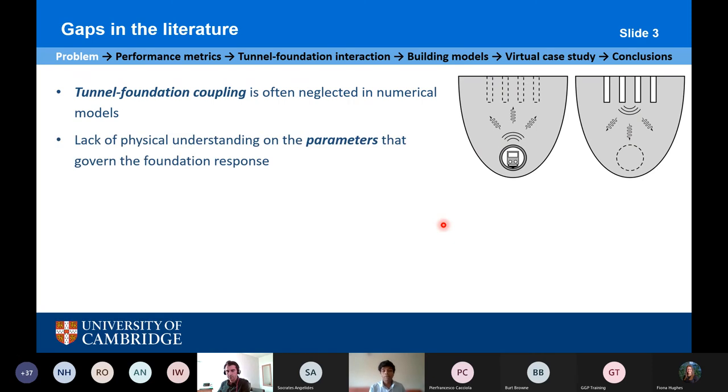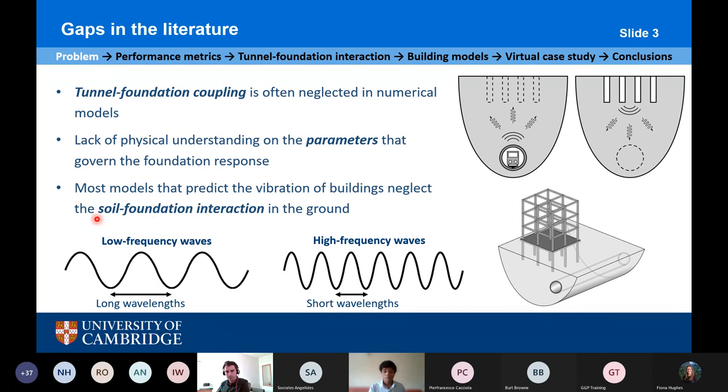There's also a lack of physical understanding about the main parameters, such as maybe the density of the soil, the stiffness of the pile, or even the length of these particular piles, and how they govern the overall foundation response. Another thing that we also need to account for is soil foundation interaction when we're looking at the overall vibration that is transmitted into buildings. And this is a particular issue because when you have long wavelengths, as with low frequency waves, when you're dealing with, say, earthquake seismic engineering, you have long wavelengths which are much larger than the gaps between the tunnel and the foundation, and also the gaps between the piles themselves. So that means you get less interaction. However, when you go into the higher frequency ranges, you get short wavelengths, which are of the same order of magnitude as the gaps between the piles themselves. And this causes soil interaction effects, which need to be accounted for in the models.